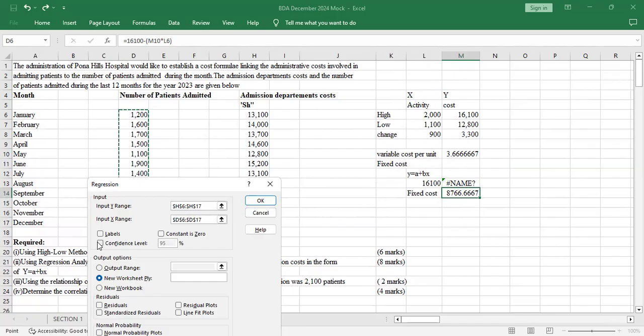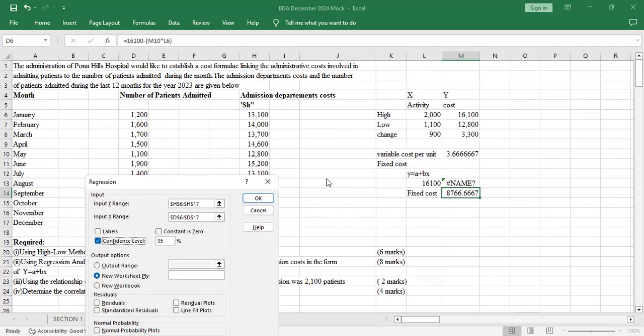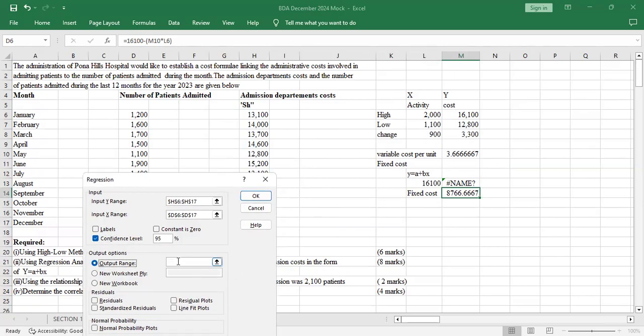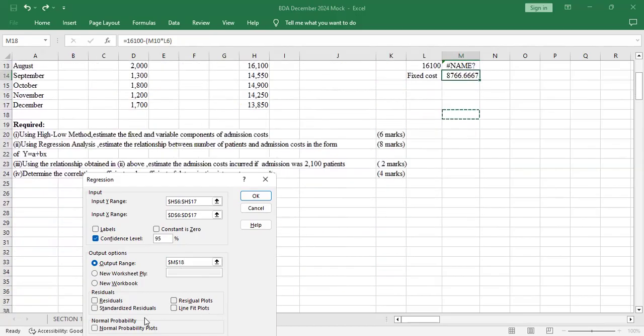Then always click the confidence level at 95%. Then the output range: where do you want the summary to appear? I'll click that box, then click down here. I want that summary to appear somewhere here. Once I click that, it will fill in that space automatically. Then there's nothing much. I'll just say okay.